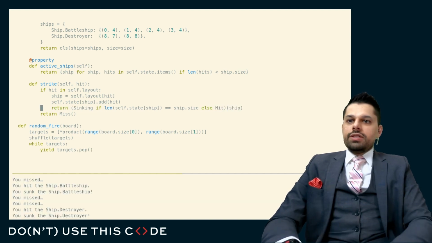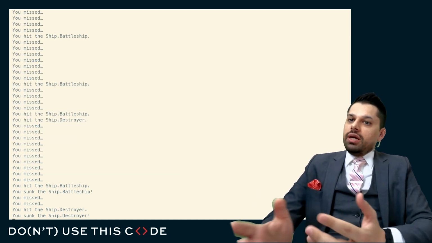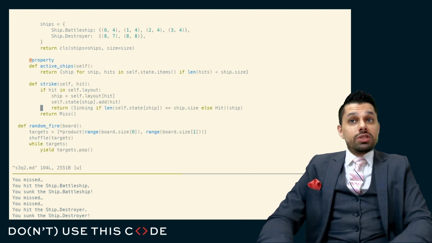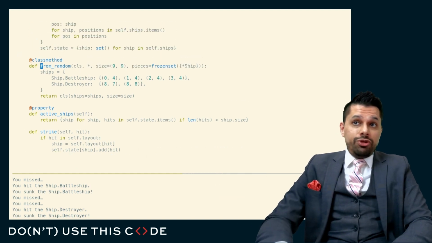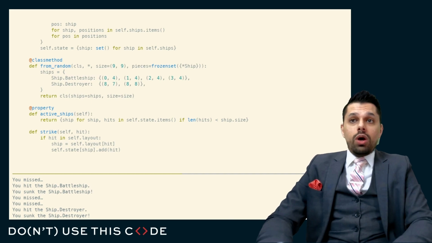There we go. So we have a fully working game of Battleship with a random strategy. You can see we first sunk the battleship, then we sunk the destroyer, and everything seems to be working. We're on the right track. And there are some missing parts that we haven't really implemented. We really should be checking, we really should be randomly generating this, but I think we've proven what we're able to do.